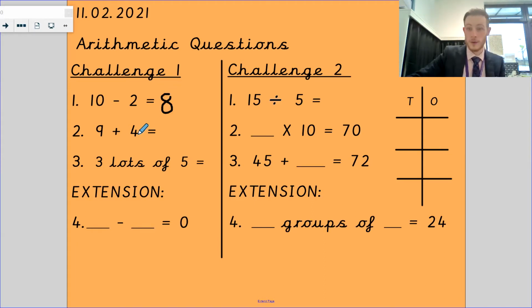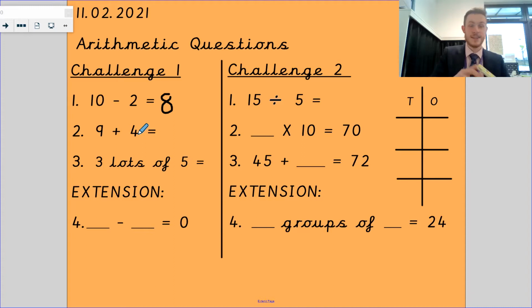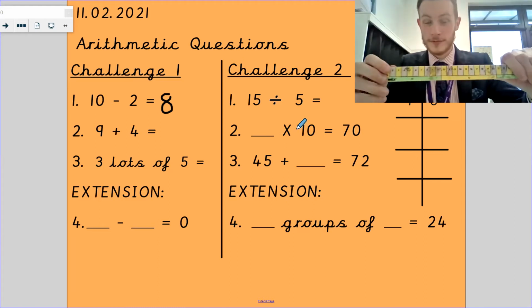9, add 4. Now I can do 9, got 9 fingers, but I can't add 4 because I've only got one more there. So this is where you need to get your ruler. Now, look how big this is. So let's see whether we can get this ruler to help us.